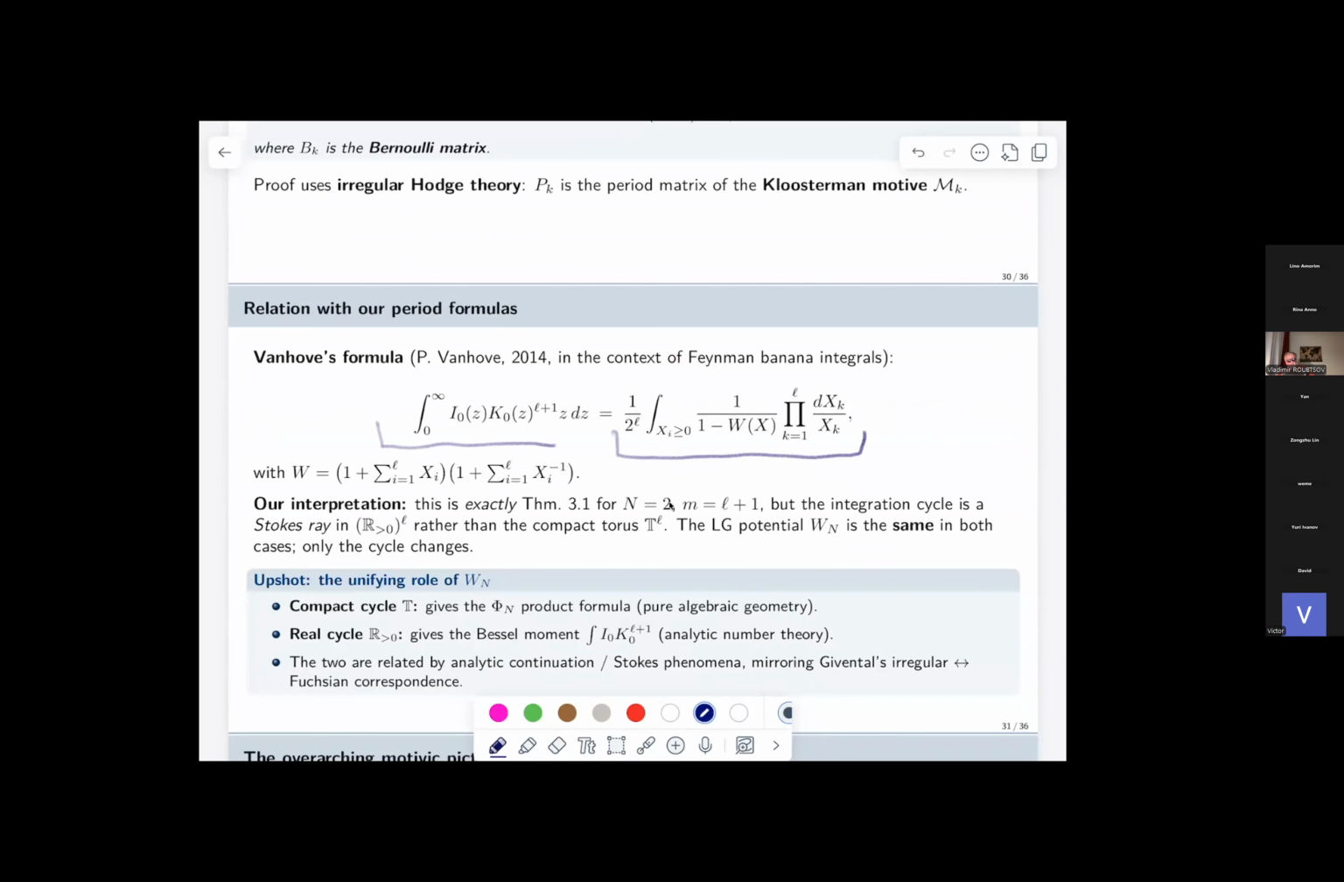The difference between Van Hoff formula and our formula is that we need to make a change of variables to change the integration cycles. And it is quite amazing that for n equal to 2 and for n equal to 3, we can do it explicitly.